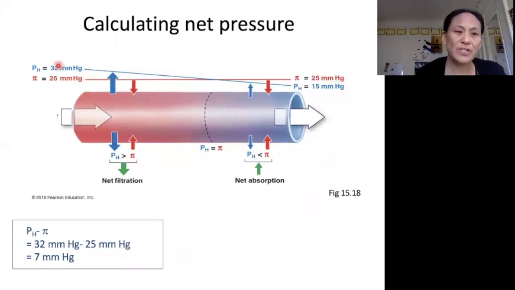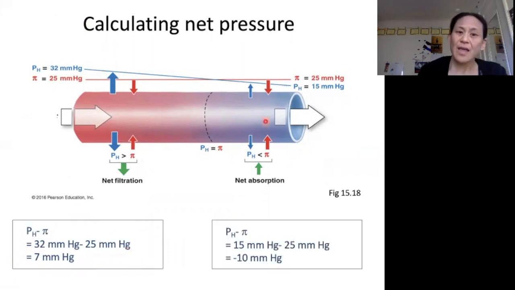Again, remember that our net pressure is going to be the hydrostatic pressure minus the colloid osmotic pressure. On the arterial end, we have 32 millimeters of mercury minus 25 millimeters of mercury, which gives you 7 millimeters of mercury. And on the venous end, we have 15 millimeters of mercury minus 25 millimeters of mercury, which is going to give you negative 10 millimeters of mercury. Therefore, since we have a positive value here, we're going to get net filtration at the arterial end. Since we have a negative value at the venous end, we are going to get net absorption.